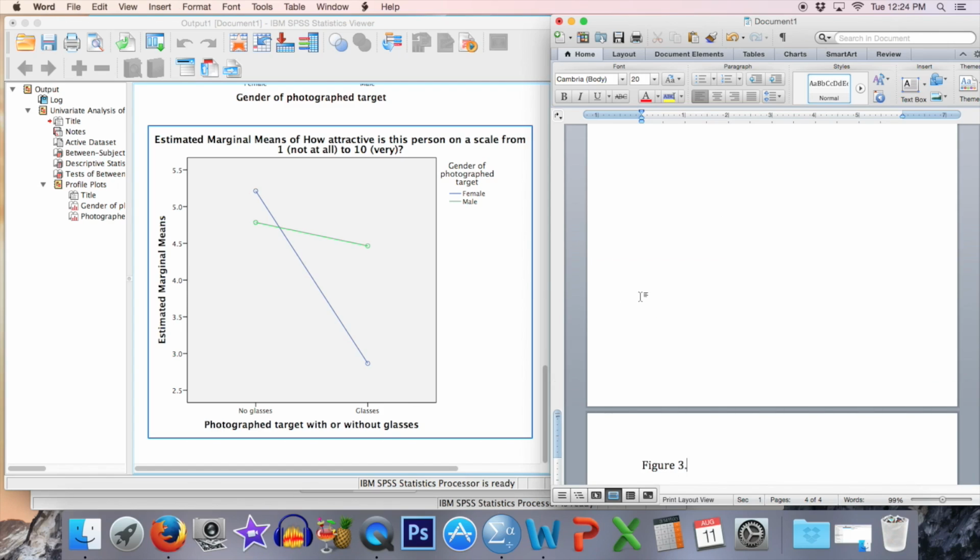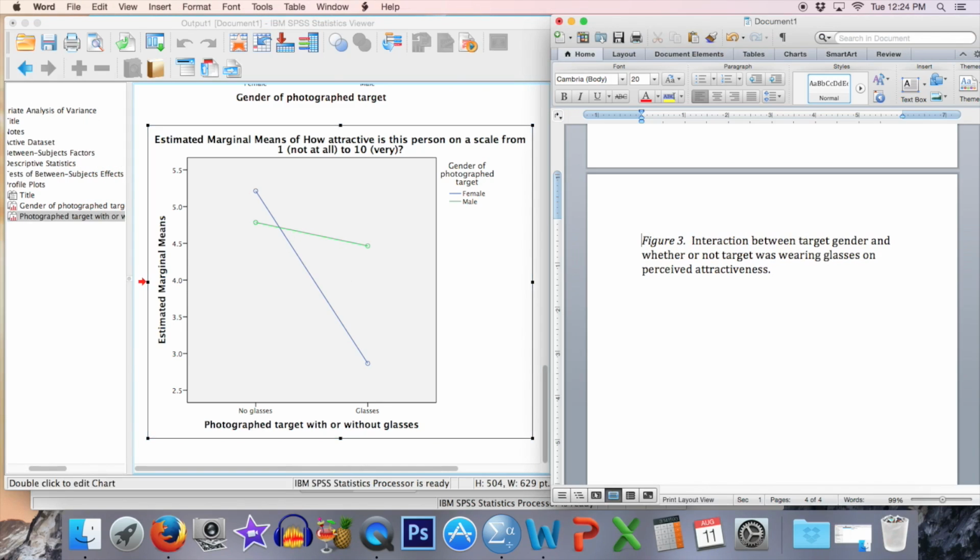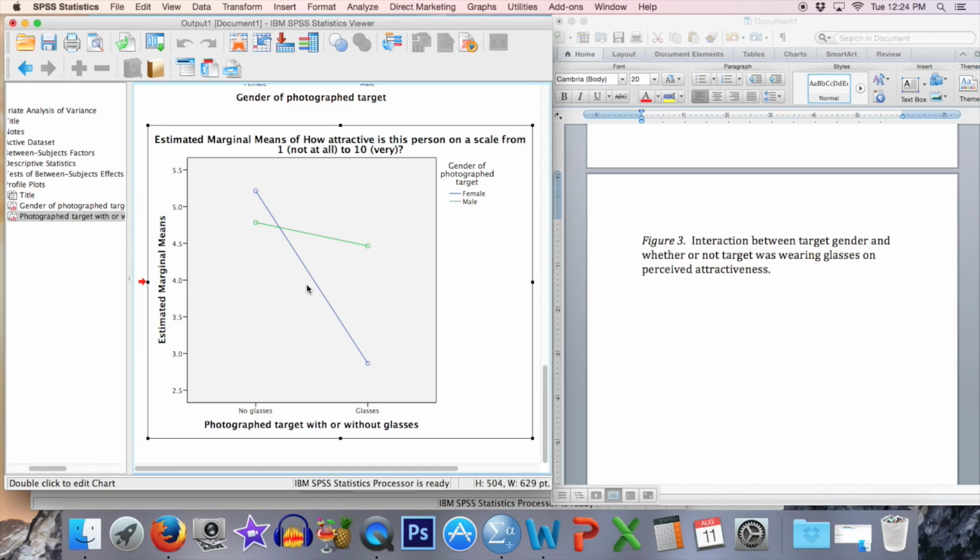So since we already have the line graph, let's go ahead and do this one first actually, and then we'll do the other two. So we're going to give the figure 3, and right here we'll say what it is. It'll be interaction between target gender and whether or not target was wearing glasses on perceived attractiveness. And again, there are many different ways to say that. I'm just trying to say that it was an interaction between these two variables on this dependent variable. And then also, according to APA, you have to italicize figure 3. There we go. So then we're going to put this graph actually on top of this. It'll go right here. But first, let's make this look a little bit better.